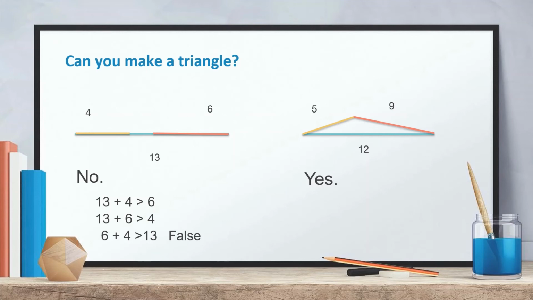So let us try the second figure. The sum of 12 and 5 is greater than 9, so that's correct. The sum of 12 and 9 is greater than 5, and that is also true. And the sum of 9 and 5 is still greater than 12. So what does this mean?